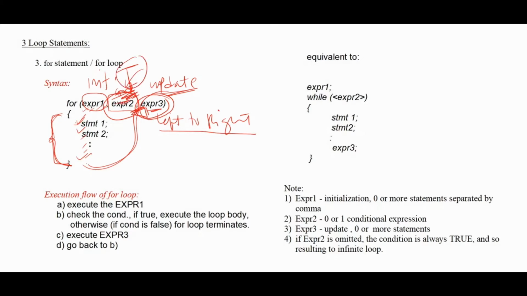Every time it is true, execute the loop body and execute the update, and go back to the condition. If it is true, execute the loop body, execute the updates, and go back to the condition. So take note that the initialization, which is expression 1, is executed only once, while the loop is in this part, the condition. If it is true, execute the loop body and then execute the update, check the condition. If it is true, execute the loop body again. So the cycle, or the loop, is in here.